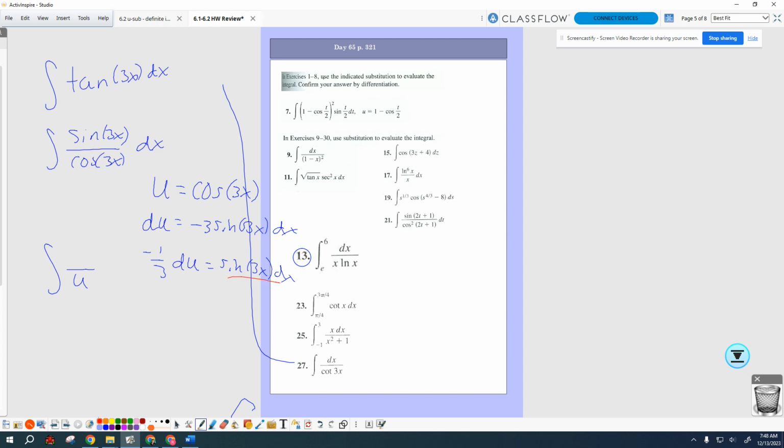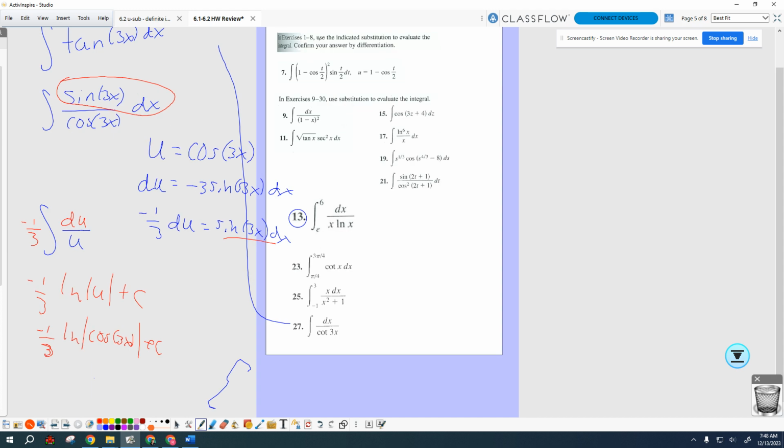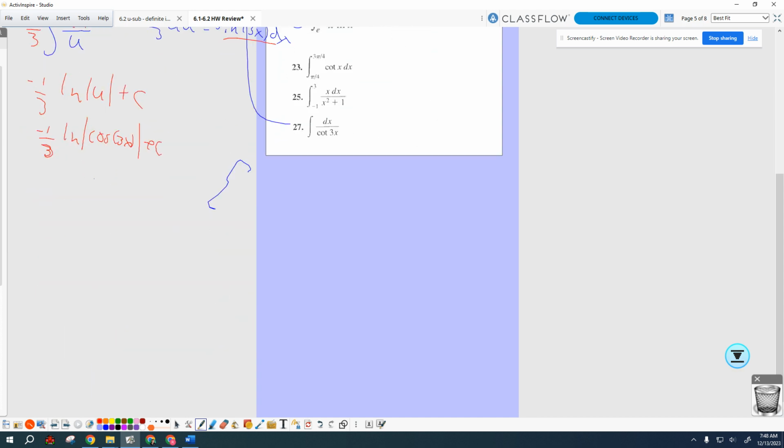Then sine 3x dx, which is all that's left, is negative 1/3 du. And putting the x values back in, ln absolute value of cosine 3x plus c.